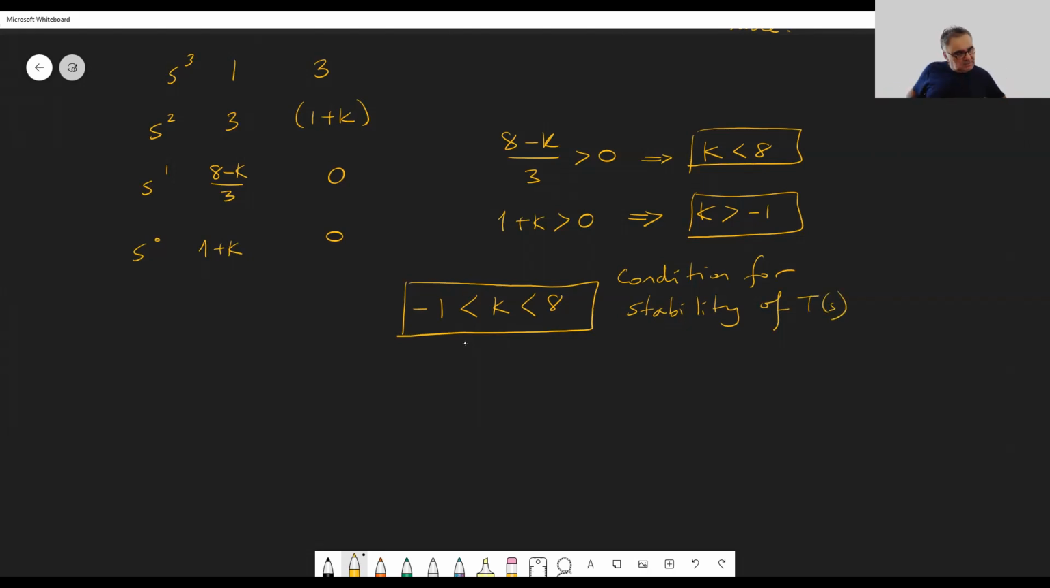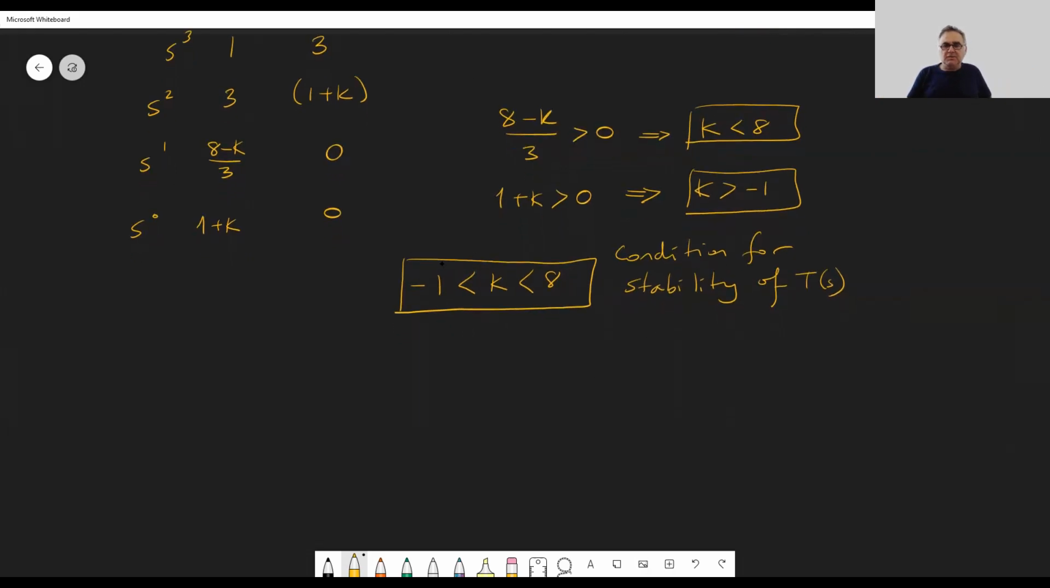Otherwise the system is going to get unstable. If you are outside this range, your system is going to get unstable. So the controller gain must be between 0 and 8. Actually, negative gains is not a good idea, but that's another matter. But it should definitely not be more than 8.